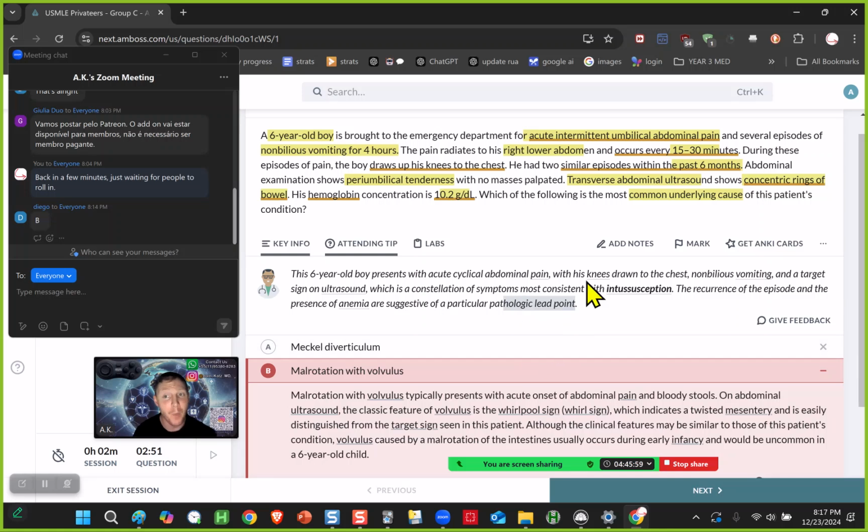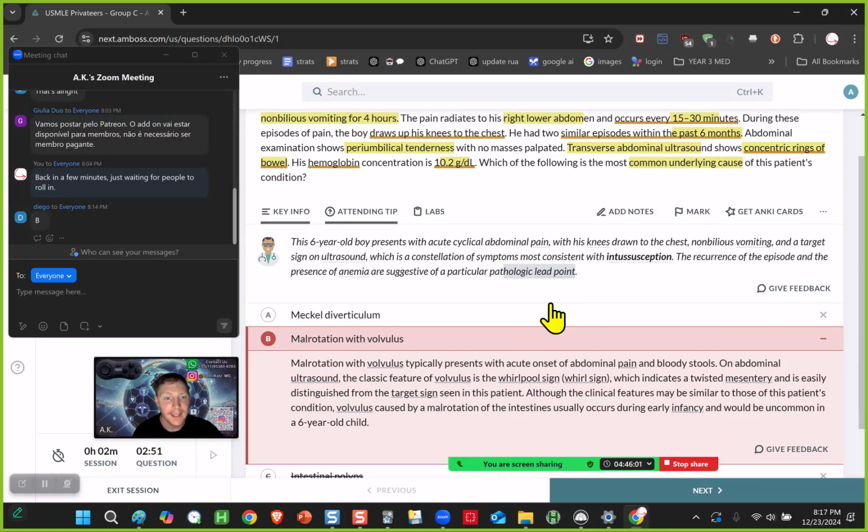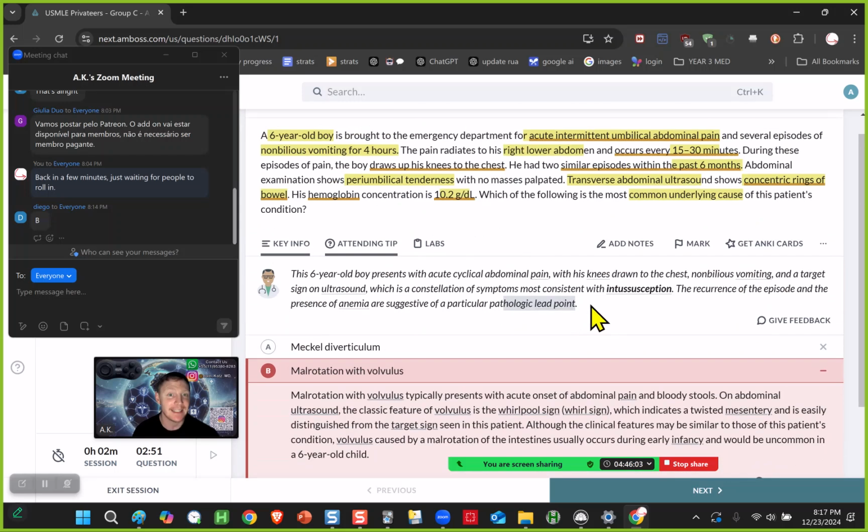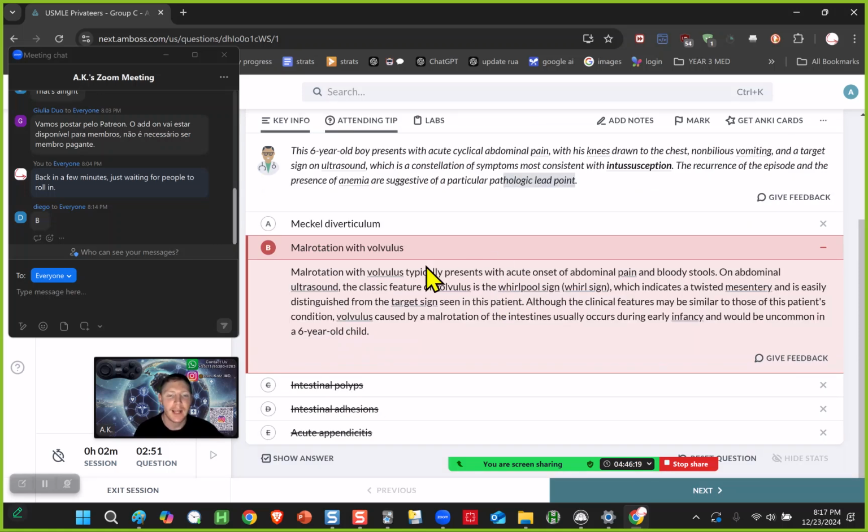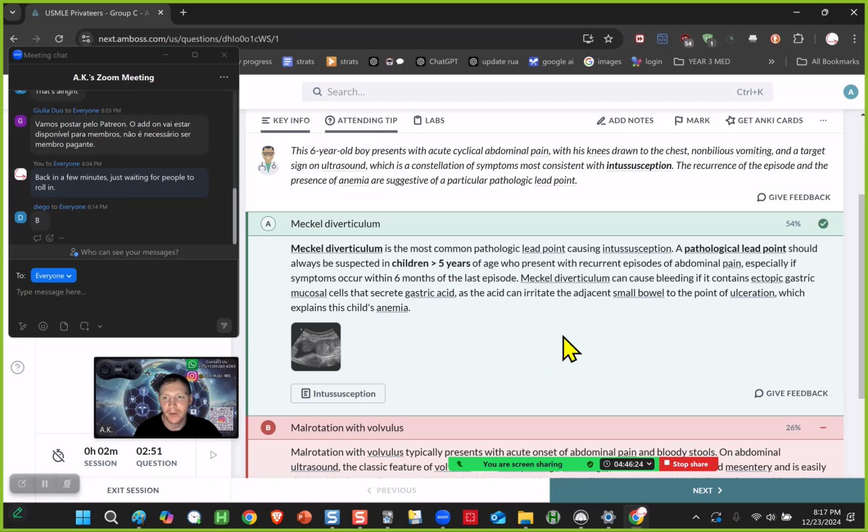And so one of the most common causes is Meckel's diverticulum because it acts as a lead point, meaning it acts as a means for the smaller part of the bowel to go inside of the larger part of the bowel. So they're not asking necessarily, does this person have Meckel's? They're saying, what is the most common underlying cause of what this person does have? So I like the Meckel's diverticulum answer, and that's what they're saying.